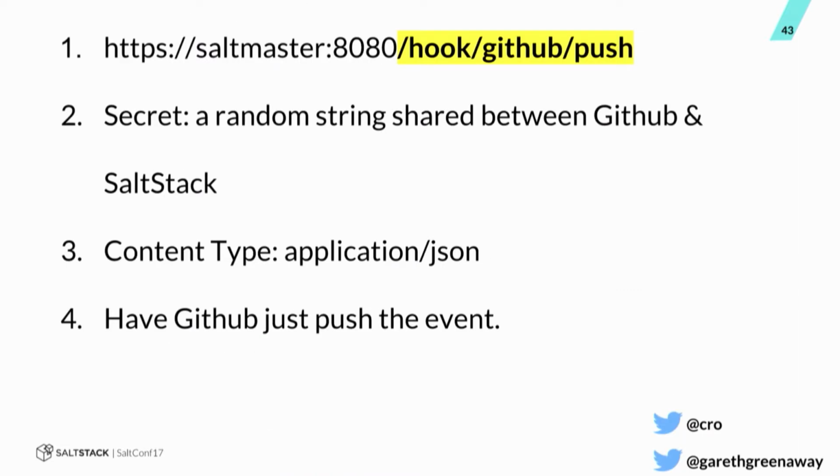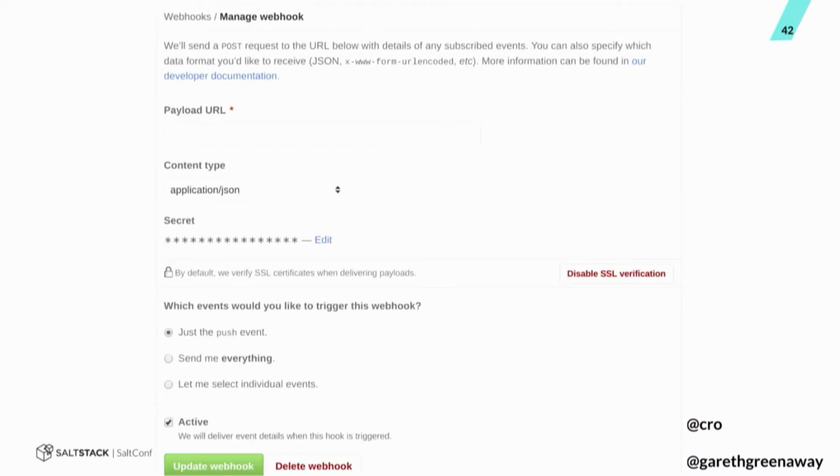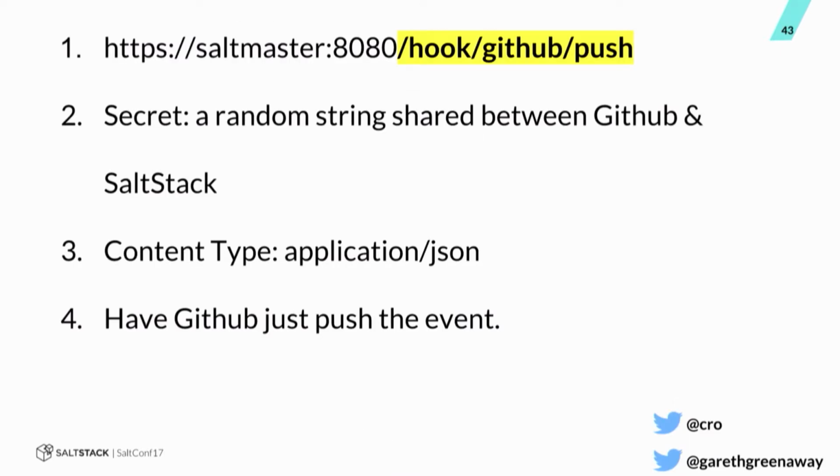And there's an example of a Salt API URL. The secret that we passed up here is just a random string that's shared between GitHub and SaltStack. We want to set application JSON, and as I said, just have GitHub push the event.